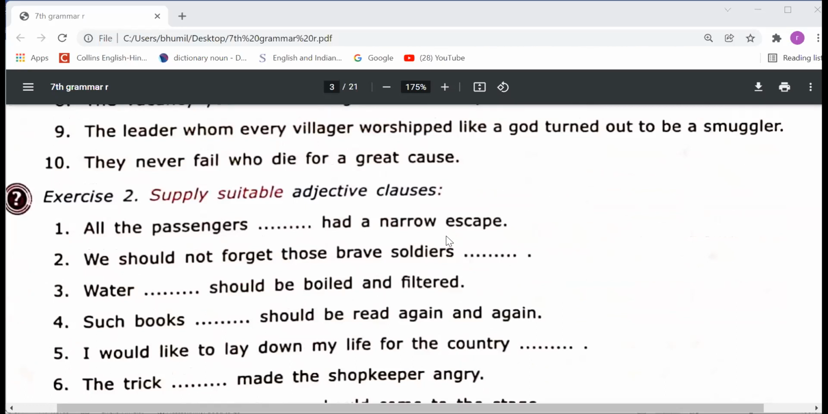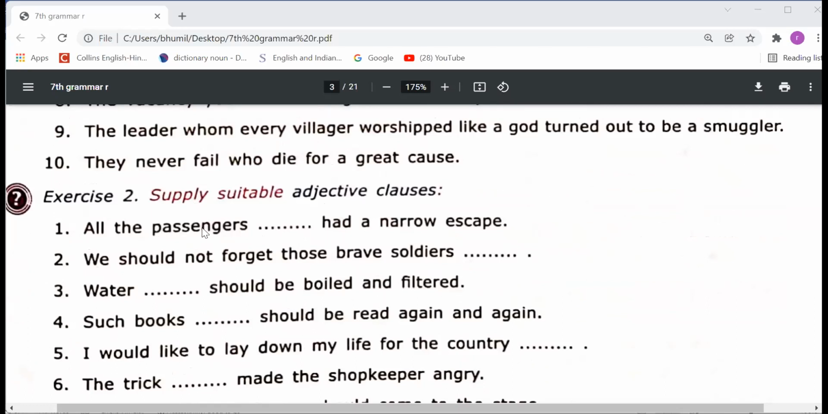Now, dear students, exercise number 1 we have done already. Second and third you will do by yourself. First 1 or 2 examples I will let you know, and rest of you should do by yourself, right? So our first sentence is that, firstly read the question, exercise 2. Supply suitable adjective clause. Right, so we have to fill here suitable adjective clause.